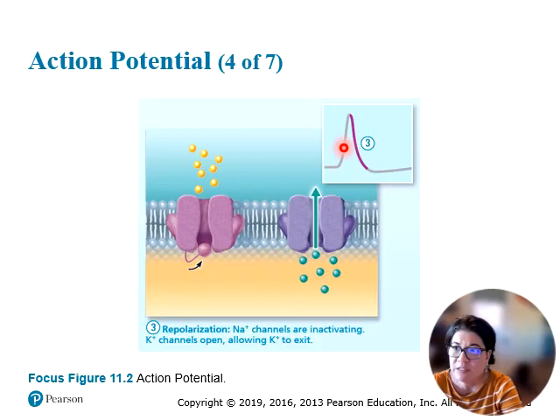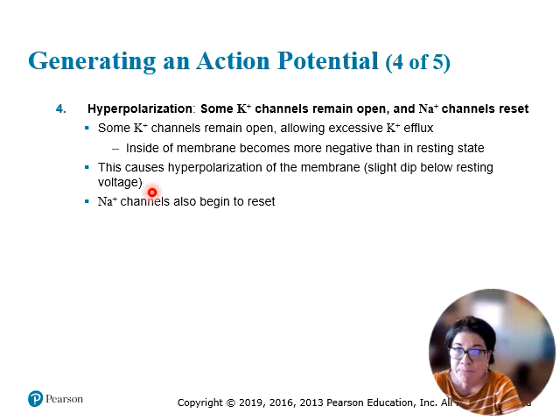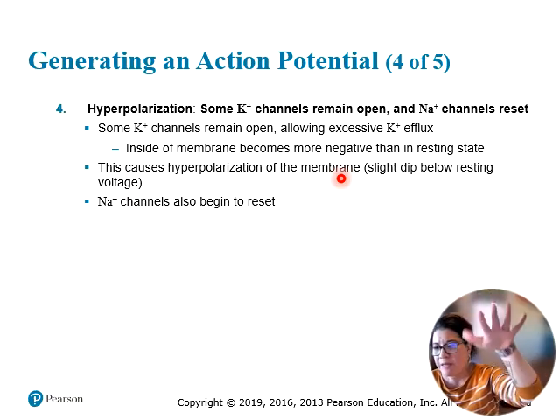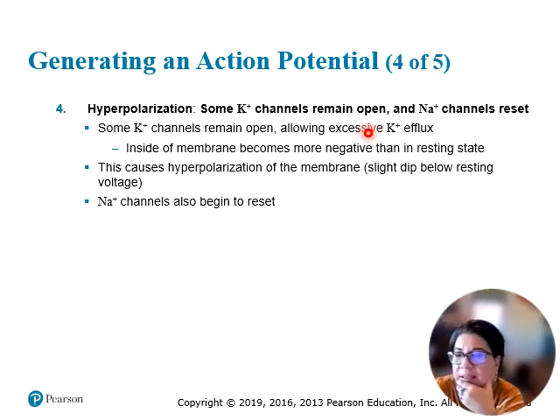So here's what this looks like. This is the repolarization. It drops it down because sodium is no longer coming in, but potassium is leaving, so it's going to make it more negative inside, and then it's going to overshoot it a little bit. That's the hyperpolarization, and then go back up to negative 70. So hyperpolarization is when it's overshooting it. Some potassium channels remain open, and so it lets out too much potassium. That's why it becomes like negative 80, let's say. And then sodium channels reset.